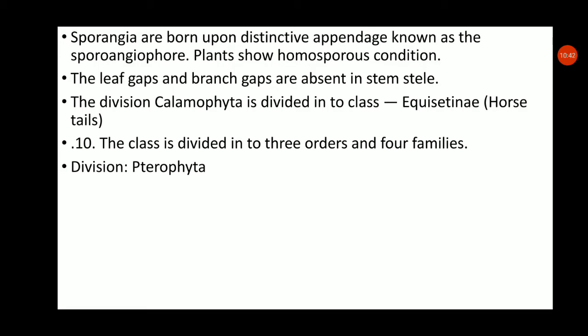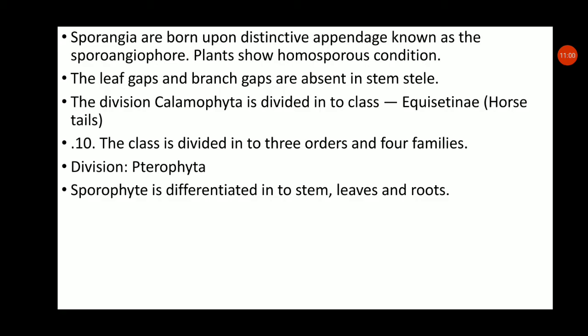This is the last division, and the divisions are arranged according to their origins, from the primitive characters to the advanced characters. Next is the division Pterophyta. Now, what are the distinguishing characters of this Pterophyta?